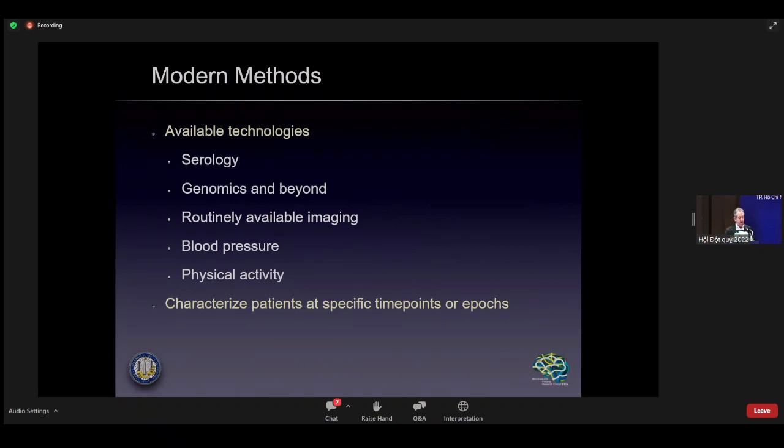There's a lot that we have in terms of measuring vital signs such as blood pressure and heart rate and even physical activity. But what's important is to be able to characterize patients at different stages of the disease in the acute or chronic phase, and actually to see these people back before they have a recurrent stroke.